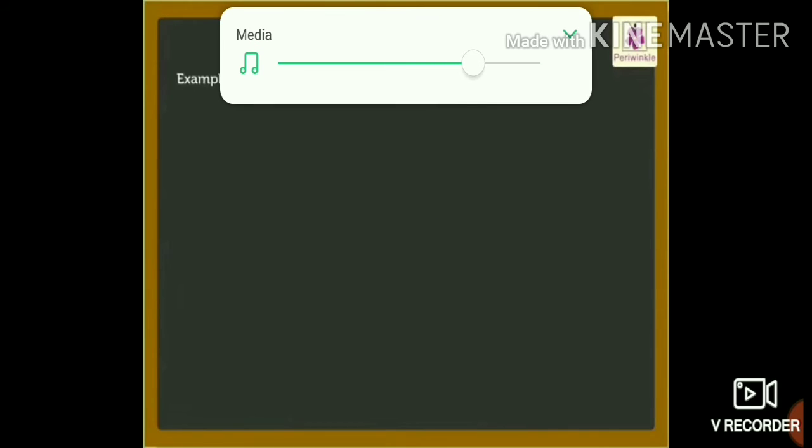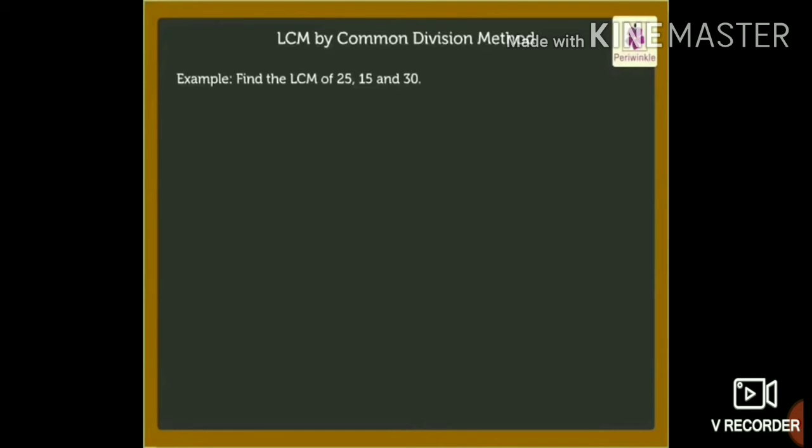Next, find the LCM of 25, 15 and 30. So now write the factorization.